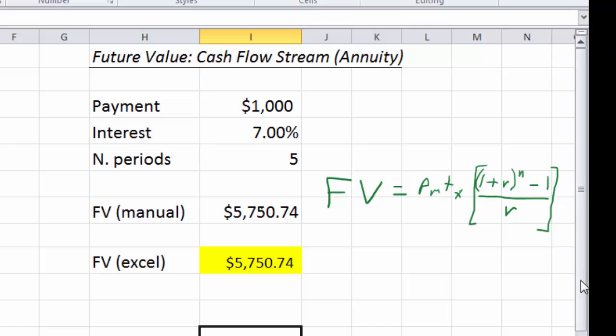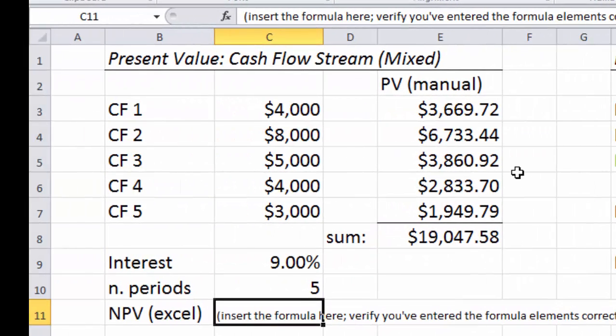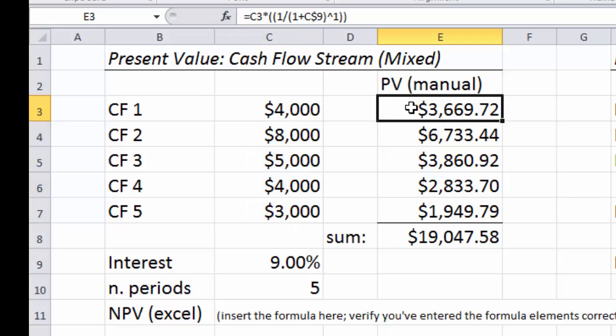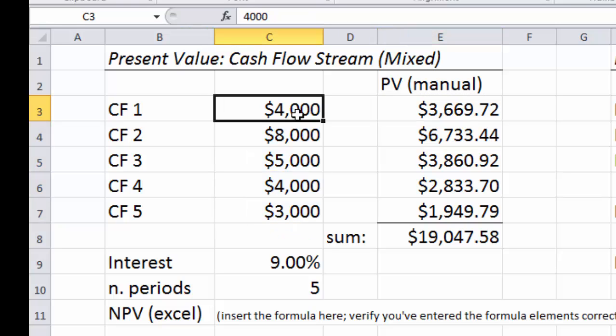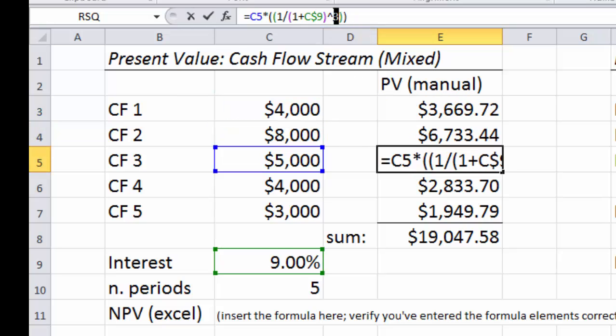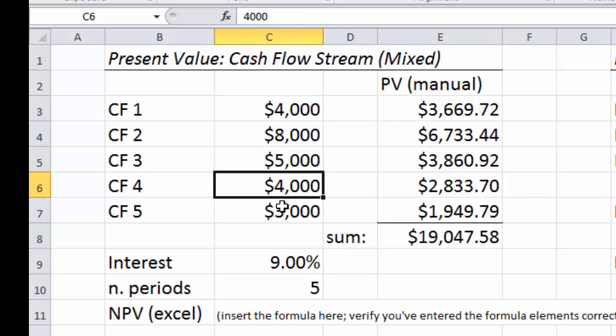5750.74. So we've reconciled doing this manually with the simplified formula in Excel. Okay, let's finally move over and do this again with present value. Here's present value of a mixed stream of payments, 4,000, 8,000, 5,000, 4,000, 3,000 received over 5 years. Okay, the manual way to do this again is to take the present value of each of those individually. The first one discounted for 1 year, so discounted to the first power. The second one discounted for 2 years, third one for 3 years, fourth one for 4 years, fifth one for 5 years, and so on.